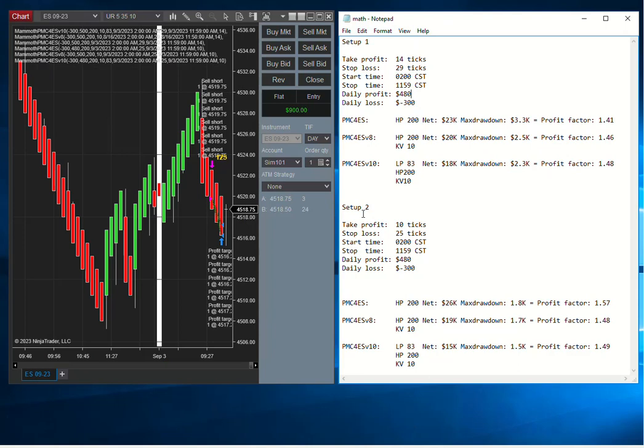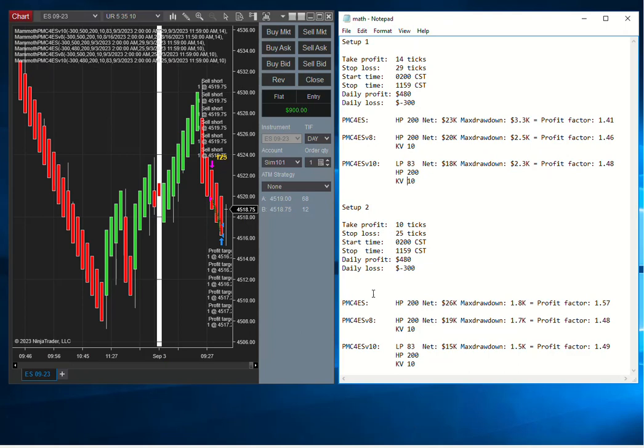Okay, setup 2, we'll look at the take profit 10 ticks versus 14, stop loss 25 versus 29. Start trading time and stop trading time are the same, and daily profit is the same, daily loss is the same. HP, HPKV, ALP, HPKV, they're the same as setup 1. Okay, good.